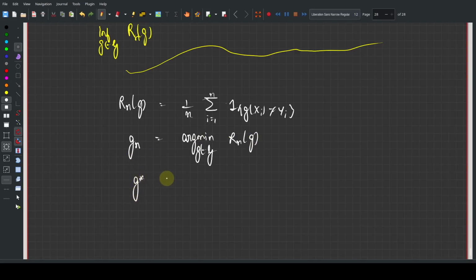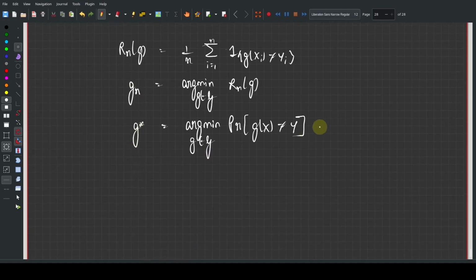There's also a G star, which you can think of as the one that minimizes the Bayesian risk, the expected value, or in other words, the one that minimizes the probability of error among this entire class of functions that we choose our classifier from. And corresponding to this, there are two kinds of risks. One is R of G star, which is the minimum over all G in G of the probability that G of X is not equal to Y. And you can also think of Rn of G star, which is again a random variable. If I choose this particular G star, then what is the empirical risk that this can achieve?